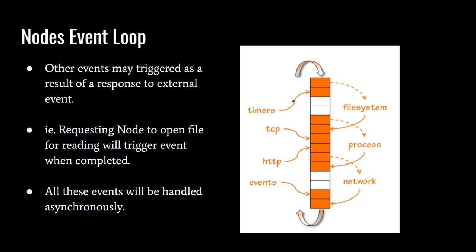Maybe a TCP connection comes in, some process kicks off, another HTTP request comes in, maybe a request for a page from the web server. Meanwhile, internally things are happening behind the scenes and other events are being triggered. So requesting Node to open a file for reading will trigger an event when completed. Again, all these events will be handled asynchronously.